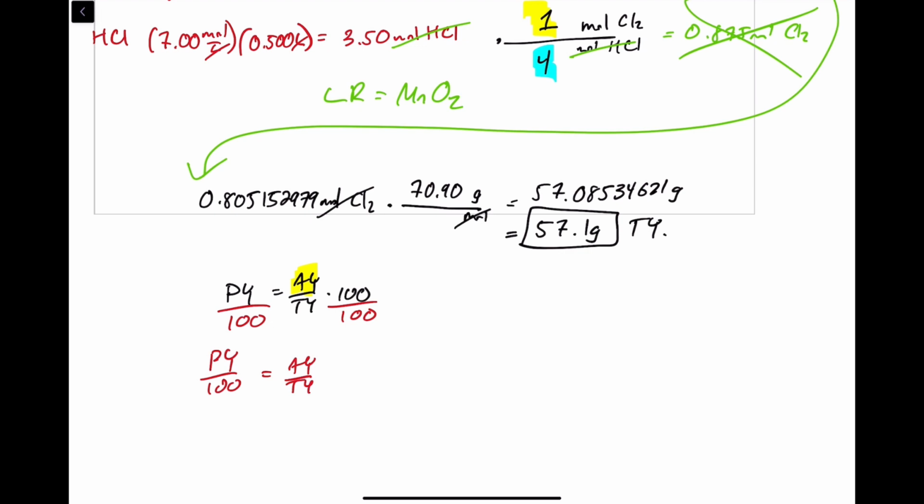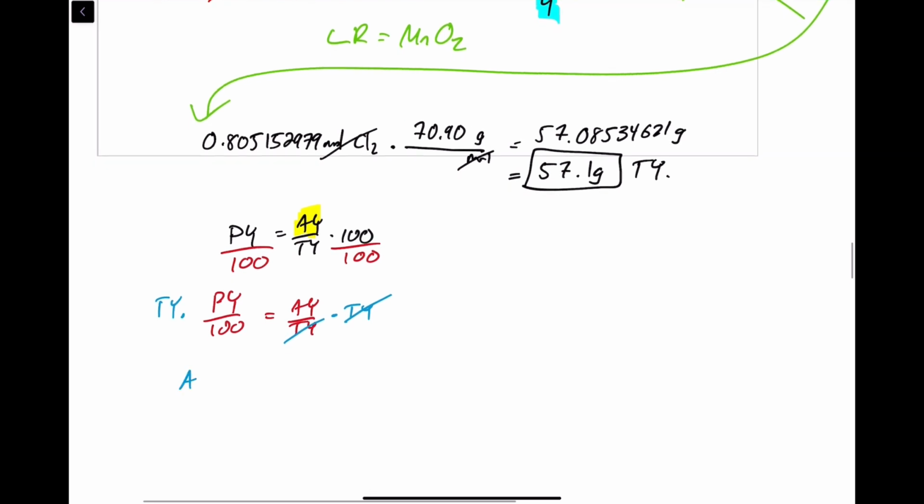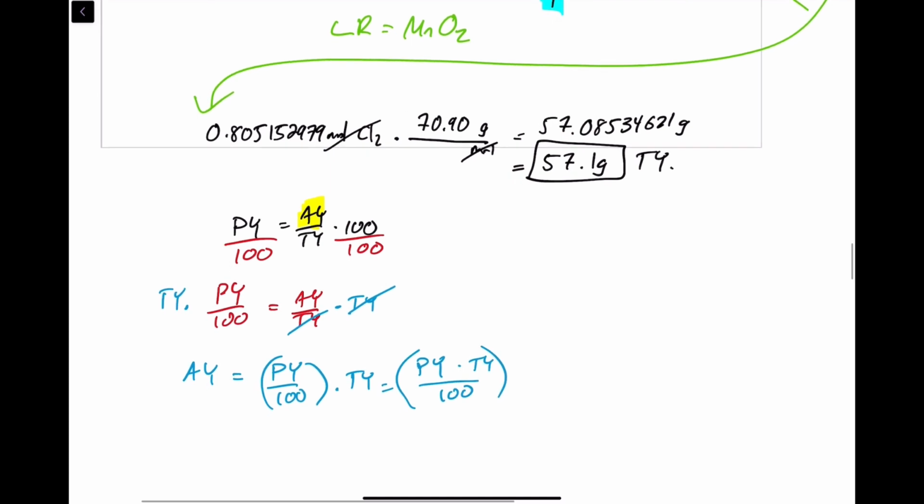Now, once again, we want to get rid of the theoretical yield, so we can multiply both sides by theoretical yield, causing them to cancel out here. And now we have our equation. I'm just going to rearrange it to show that it's showcasing actual yield. So actual yield equals percent yield divided by 100 times theoretical yield. Now you can also rewrite it as percent yield times theoretical yield divided by 100. It's going to give you the same result either way. I'm just going to choose the first one.